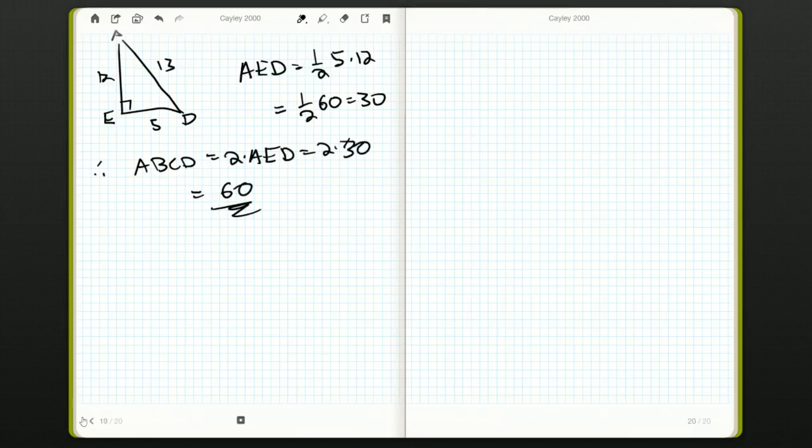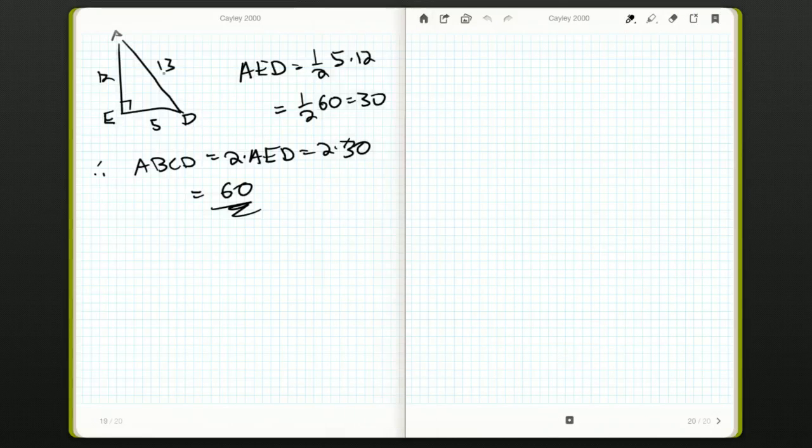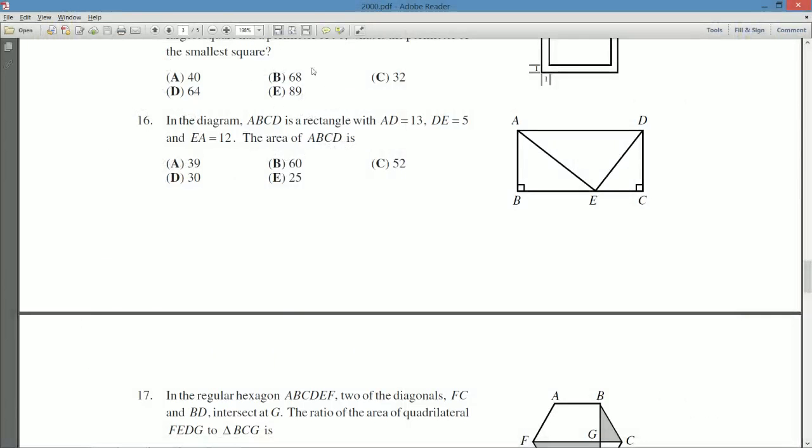Now we didn't need to do a whole bunch of squares and that sort of calculation and try and figure out what x is. We still don't know what h or what x is, but that's okay. Seeing that it's a Pythagorean triple means we don't need it. We just need to realize there's a relationship between the area of the rectangle and the area of this triangle, and since it's a right angle triangle, it's very easy to come up with the area. So 60. That's an answer of B right there.